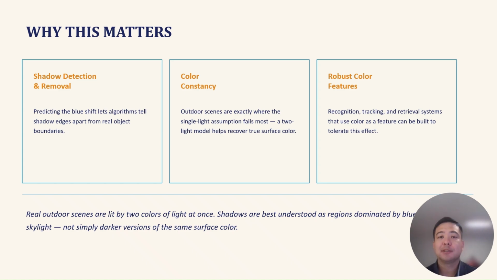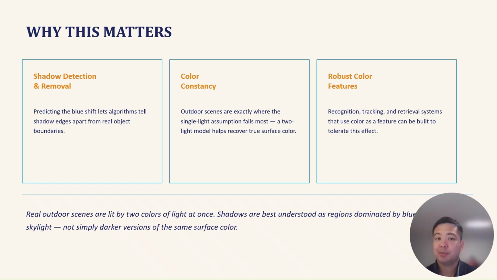Third, this matters for anything that uses color to recognize or track objects, or even something like an image search project I built earlier this term, since assuming there's only one light source could cause a program to misjudge the color of anything that's partly in shadow.